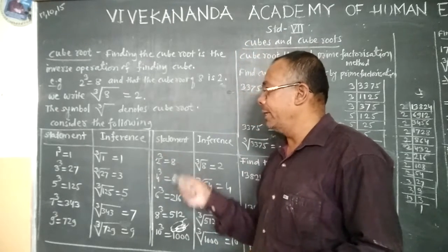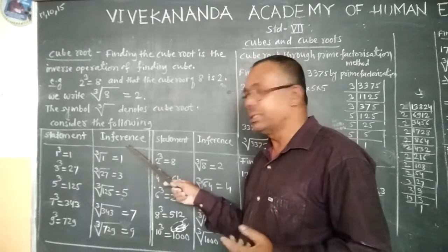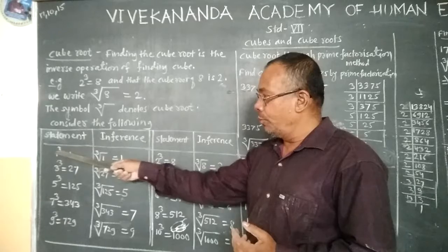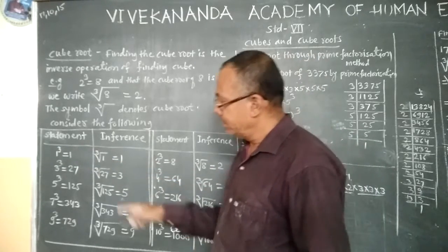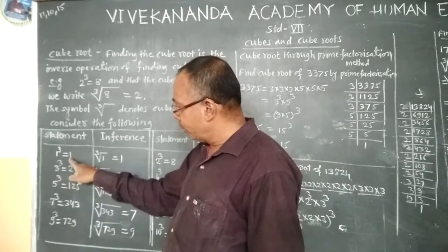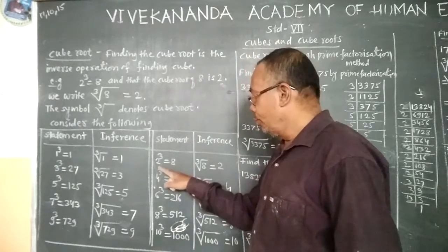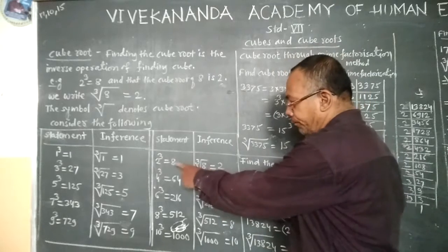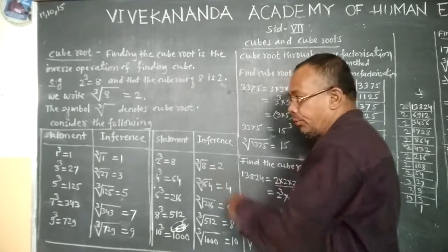Now consider the following examples. Here a statement is given and its inference is written. 1 cube is equal to 1, and cube root of 1 is 1. Again, 2 cube is 8, and therefore cube root of 8 is equal to 2.